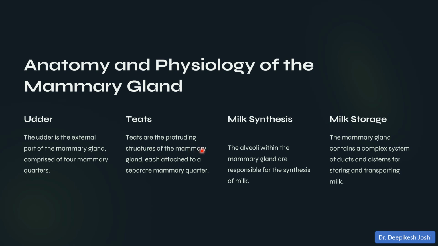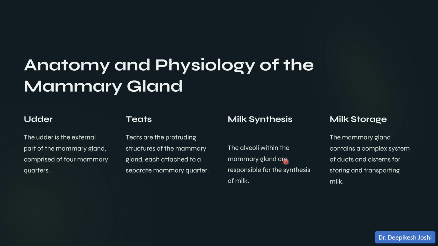Teats are protruding structures of the mammary gland, and each is attached to a mammary quarter. The udder is divided into four parts called quarters, and each quarter has one teat. Then milk synthesis is another word for the production of milk.